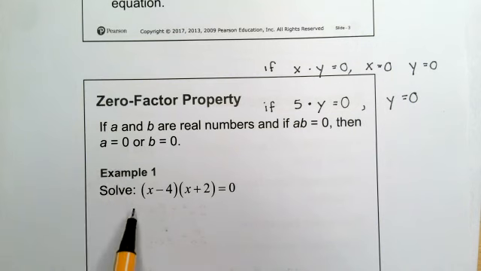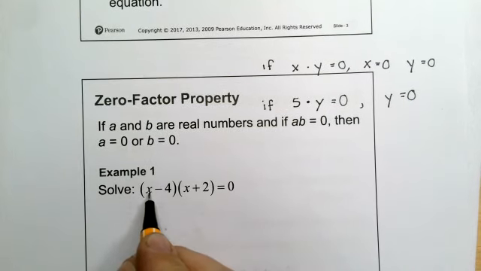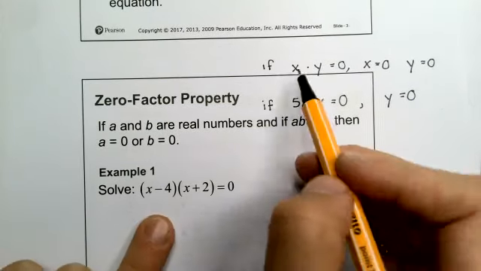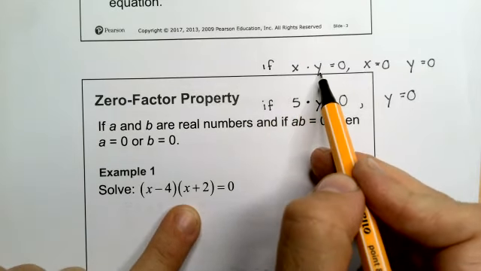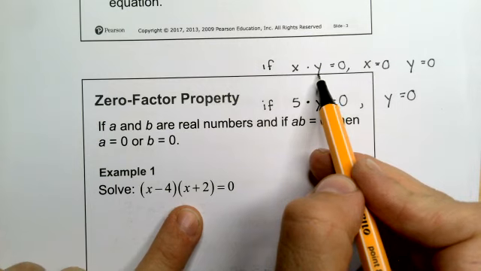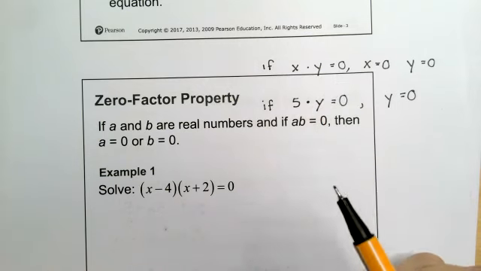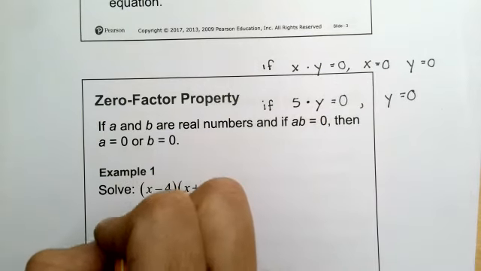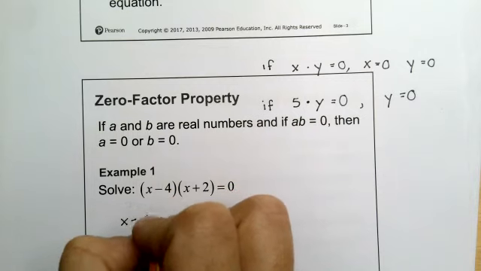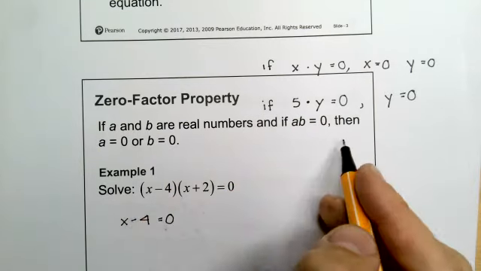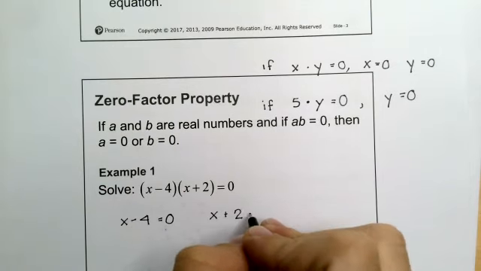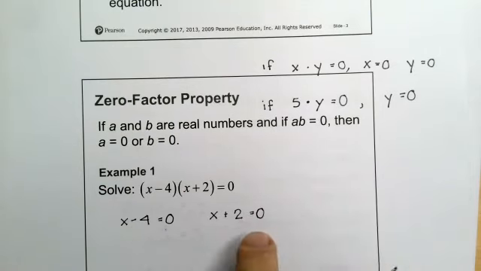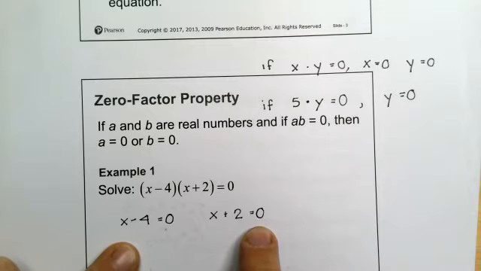That's what this means. So if we have X minus 4, that's just our first term, being multiplied by X plus 2, and those are equal to 0, that means that this has to equal 0 or this has to equal 0. Don't worry about the or, we're just going to say they both are true, okay?